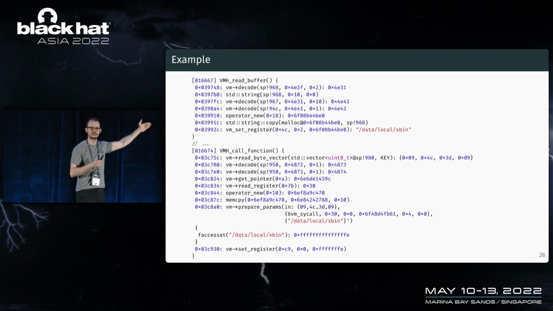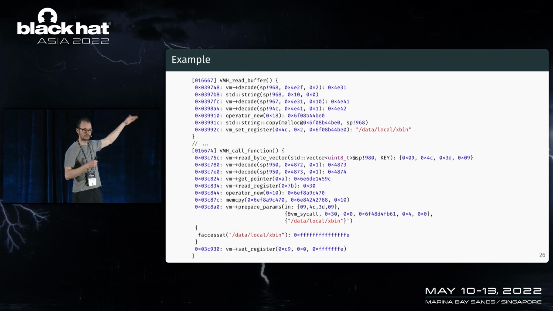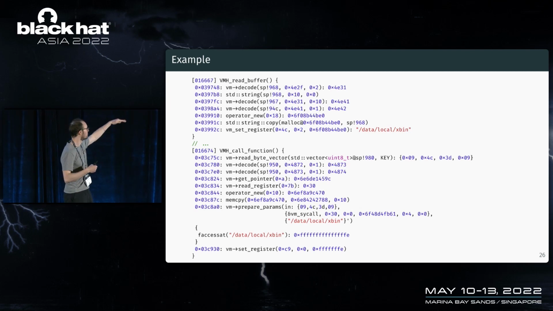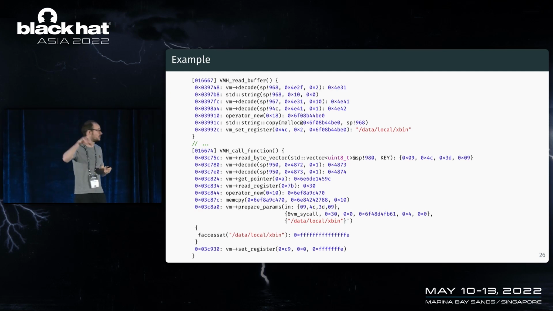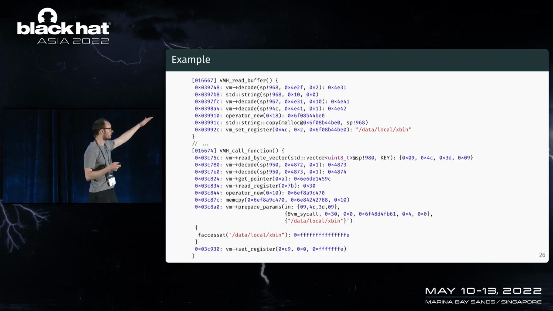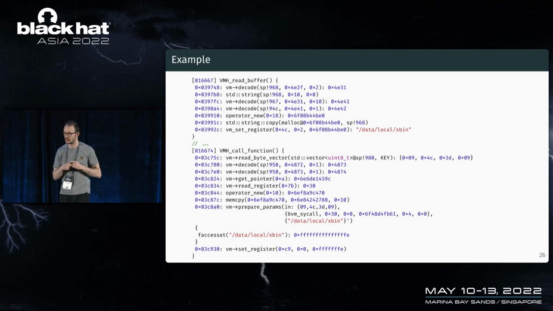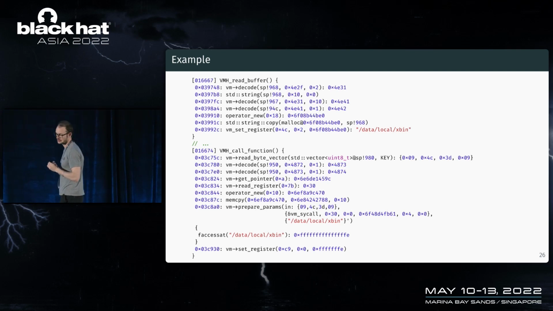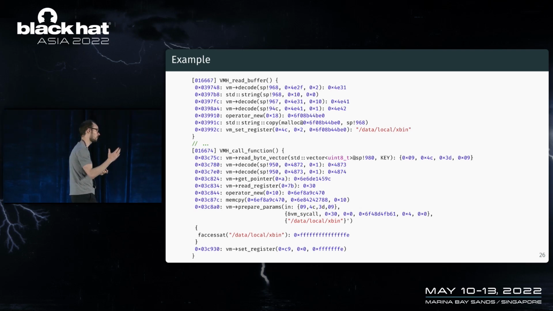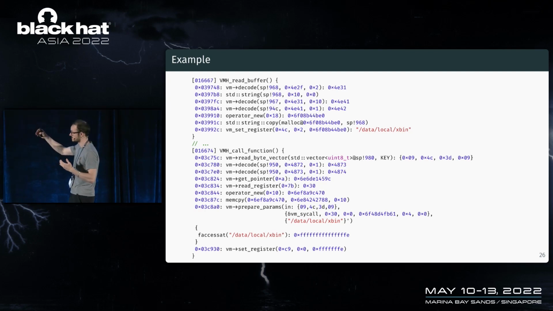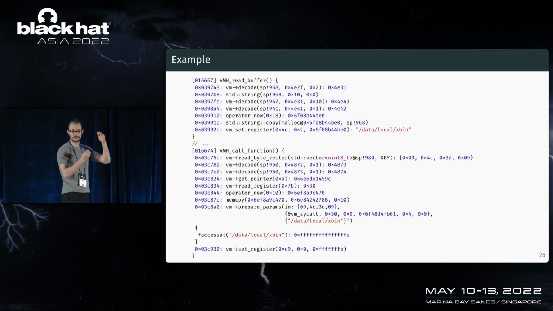It's just a representation, from reverse engineering, dynamic analysis, and so on, but basically this is an example where they are checking whether the data local X bin exists. First, they call the read buffer VM handler that decodes the string data local X bin, and then they call the call function handler that is used to perform a syscall associated with faccessat. Actually, faccessat is not hard-coded in the VM. It's just the result of the execution of the bytecode.